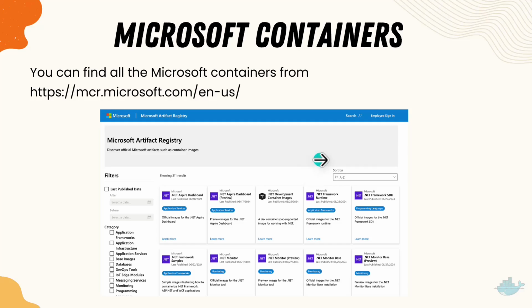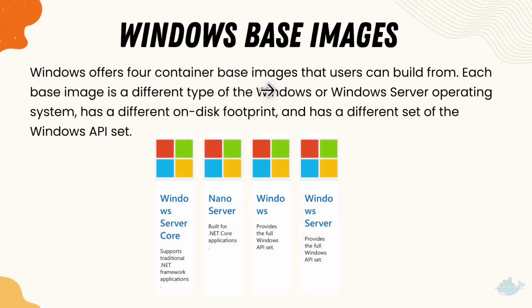So you can find the registries, or the artifact registry, of these Windows containers not from hub.docker.com that we used before. Rather, we are going to be using mcr.microsoft.com/en/us. That's where all the repositories are sitting to download the containers from. You can see that Windows offers 4 container base images that users can build from, and each base image is a different type of Windows or Windows Server operating system that has a different on-disk footprint and also a different set of Windows API set.